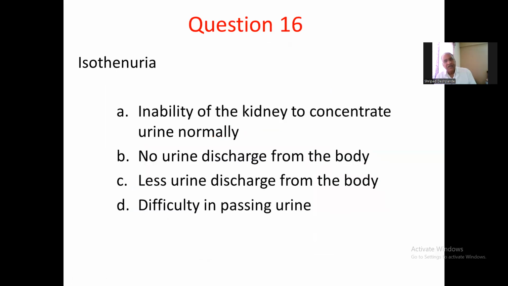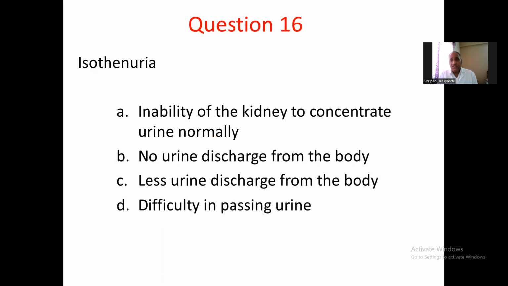Question number 16. Isothenuria. A, inability of kidney to concentrate urine normally. B, no urine discharge from the body. C, less urine discharge from the body. D, difficulty in passing urine. This term is less frequently used in standard textbooks. It does not exist in Ganong and Guyton. However, it may be present in some Indian authored books.